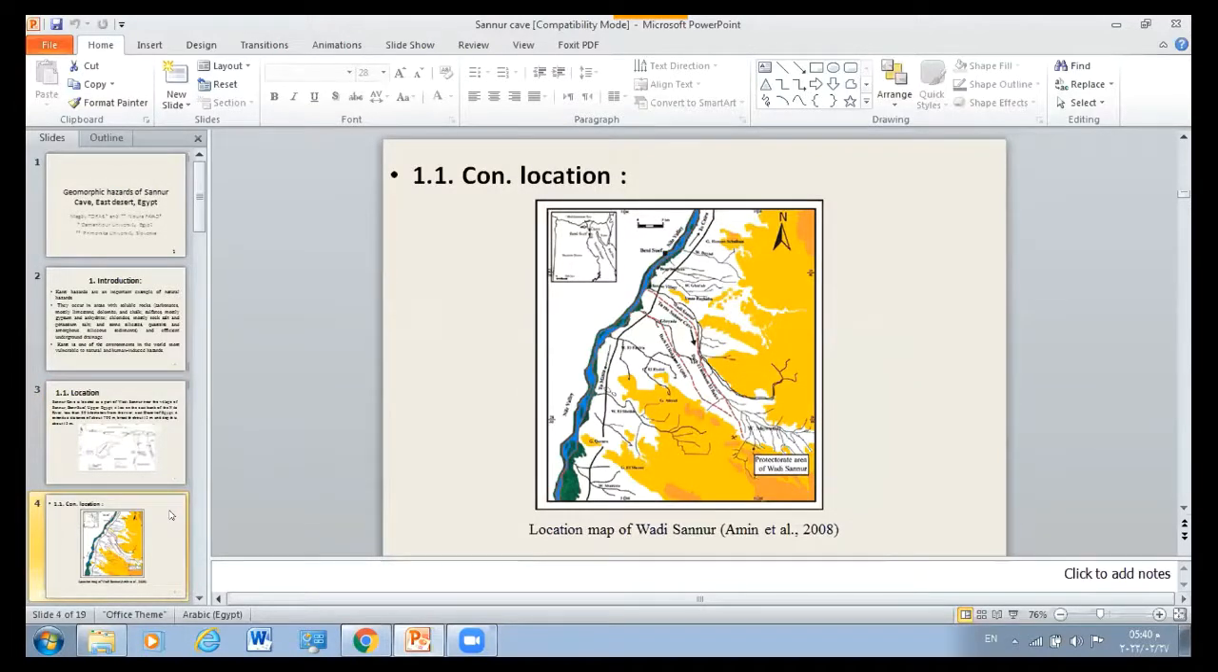Co-location. As we know, Sannur Cave is a protected area. So when we go to the study area, we take a permit from the government. No one can enter this area before getting a permit from the government, and they provide us with a guide to enter this area. No one can enter by himself because the area is difficult, and we use a 4x4 car to enter this area. Then we walk for half an hour to reach the cave here.